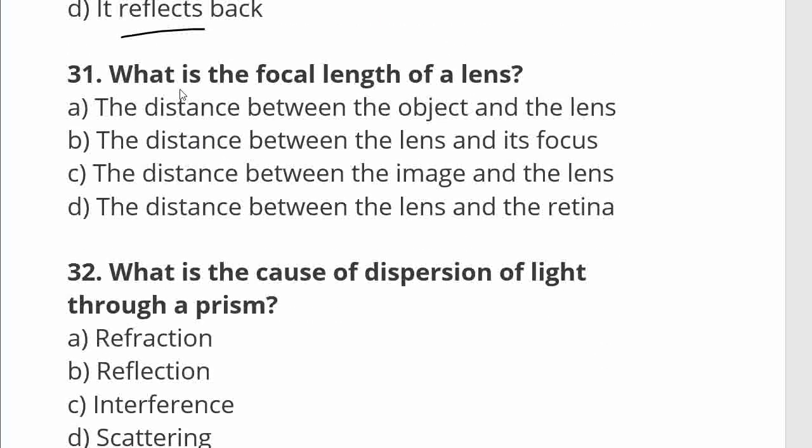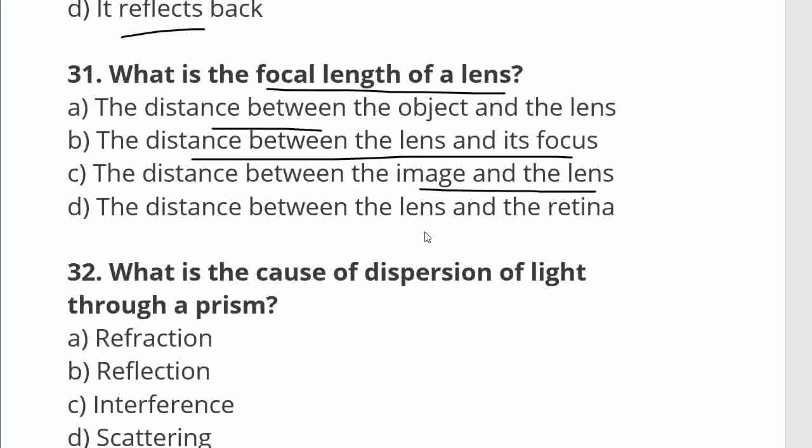Now the next question, what is the focal length of a lens? Options are A, the distance between the object and the lens. Option B, the distance between lens and its focus. Option C, the distance between image and the lens. Option D, the distance between lens and the retina. The right answer is option B, the distance between the lens and its focus. The focal length of a lens is the distance from the lens to the point where light rays converge, the focus. It determines the lens's ability to bend light.